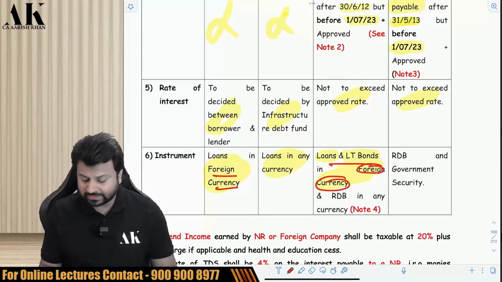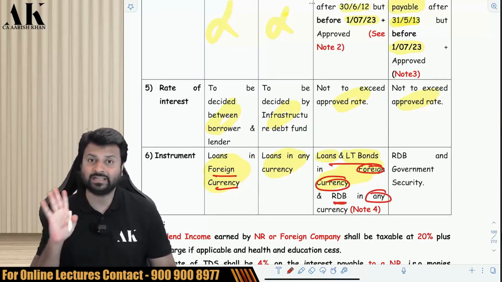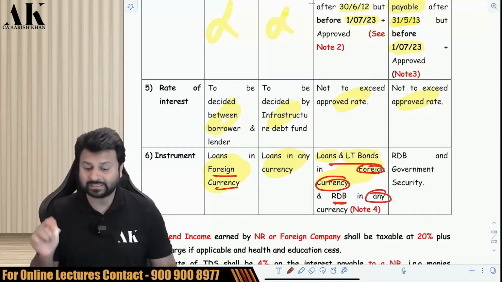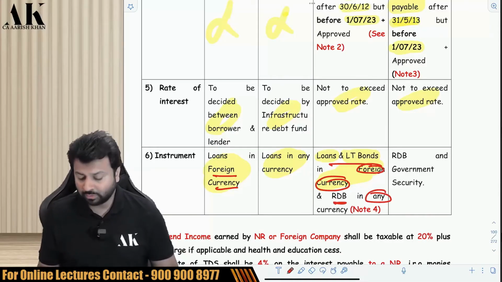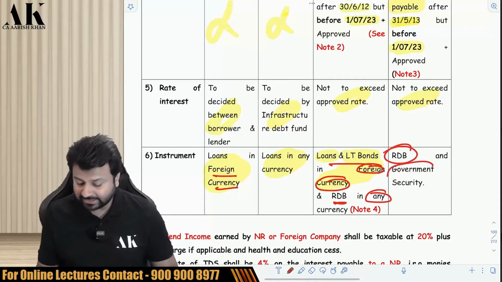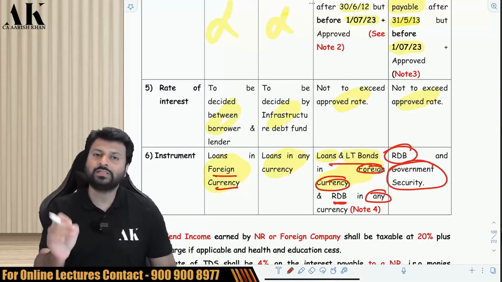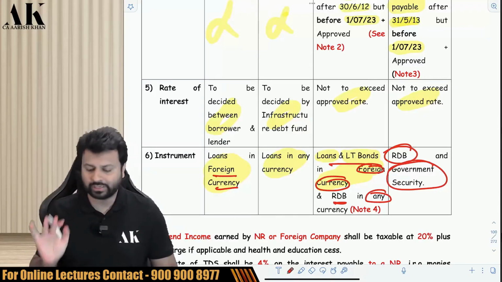Or you can also raise the money in a rupee denominated bond, and that rupee denominated bond can be in any currency, foreign or normal currency, it doesn't matter. In the fourth case, you have to raise money in rupees. The Indian company will raise the money by rupee denominated bond in any currency. There is no currency mentioned, and the government will raise the money by government security. Here the government security is also in any currency, no currency mentioned.